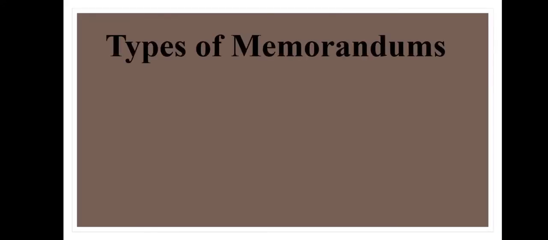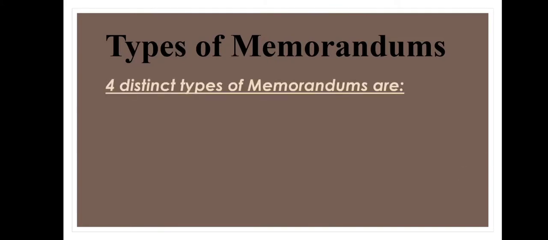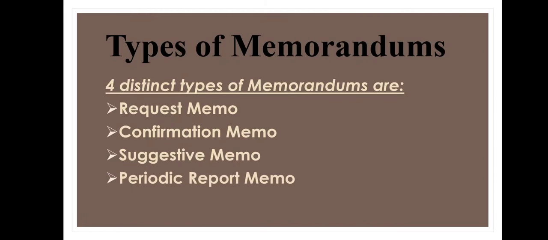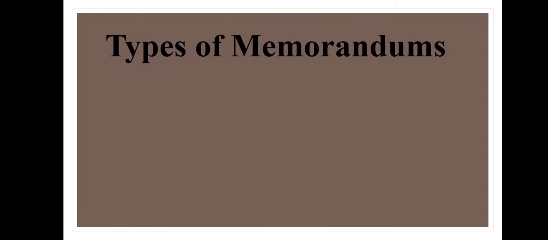So there are some very basic types of memorandum to have in your mind whenever you are going to write. There are 4 different and basic distinct types of memorandum, and these are request memo, confirmation memo, suggestive memo, and periodic report memo. So just give a quick look at all of these 4 distinct types of memorandum, so that you would have enough idea of how, why, and when you will have to choose the very basic type of memorandum for your own business setting.